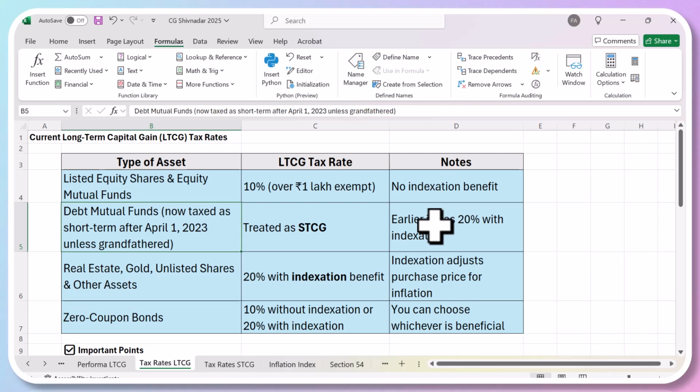Now the law has changed. Now you're not entitled to any indexation benefit on debt mutual funds if you have bought them after 1st of April 2023. So any mutual funds, if you have bought them after 1st of April, are treated as short-term capital gain and you have to pay your normal tax as per slab rates. But if you have bought them before 1st of April, then you have to pay tax at the rate of 20% with indexation. So let's do a question here.